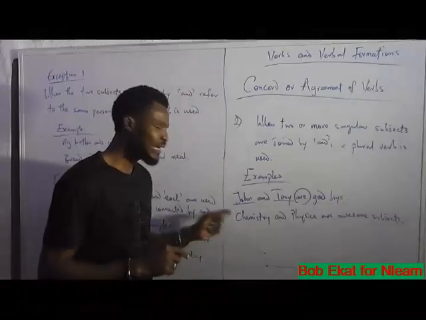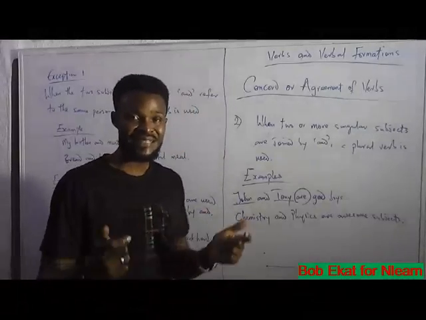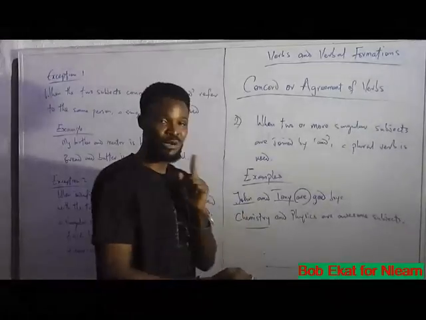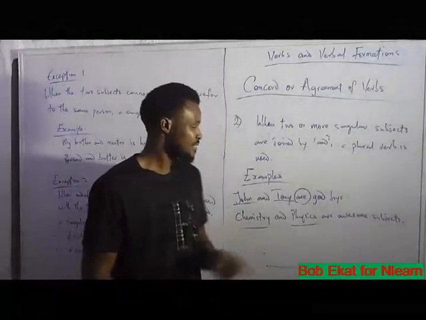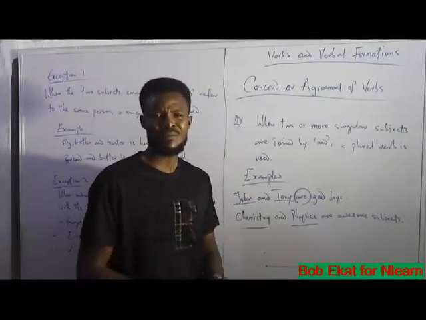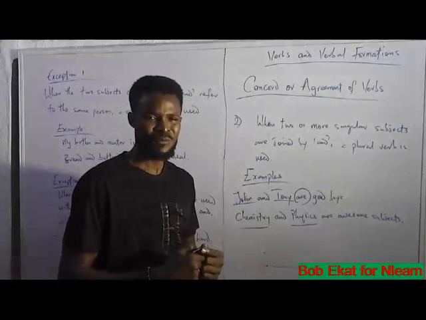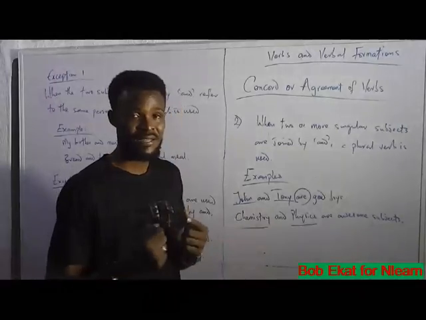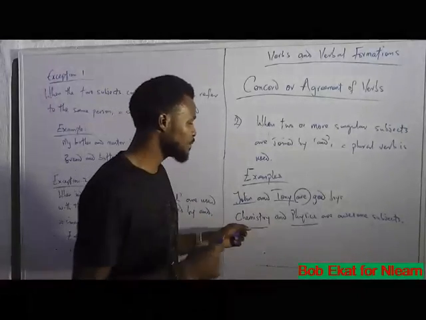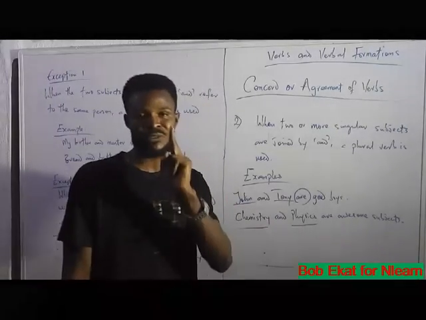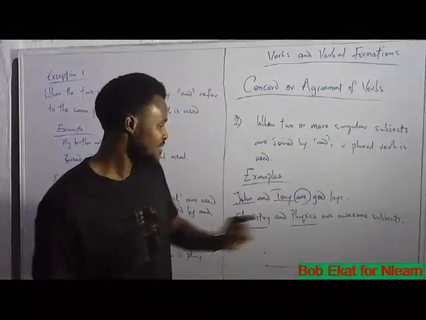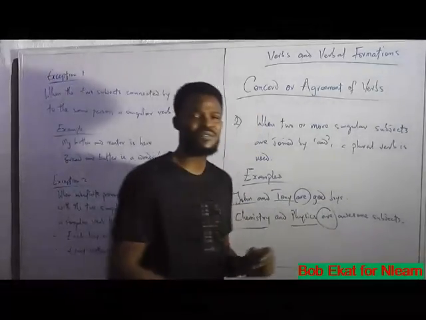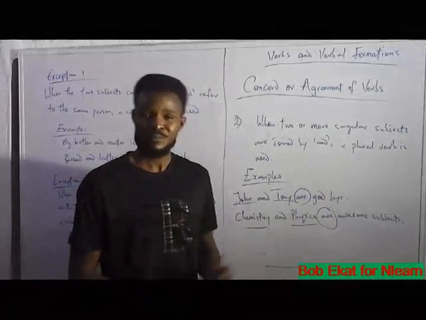Secondly, chemistry and physics. Chemistry is 1, physics is 1. Chemistry and physics are awesome subjects. It means what we're saying here is chemistry plus physics equals 2. The corresponding verb should be in plural form.